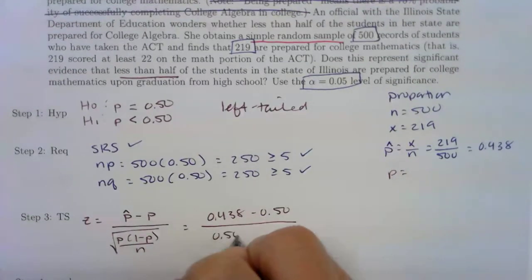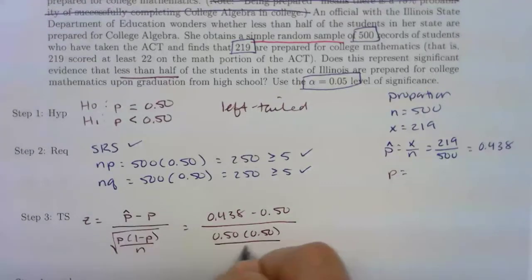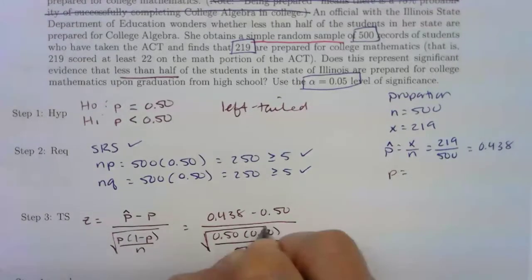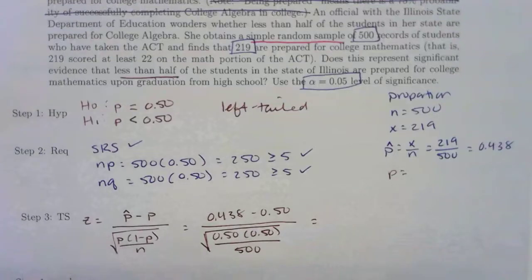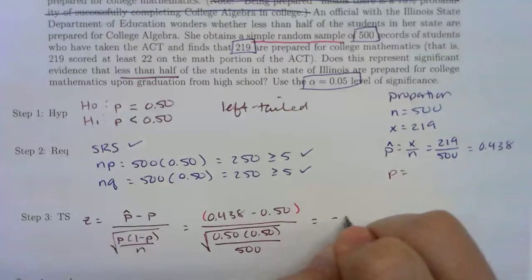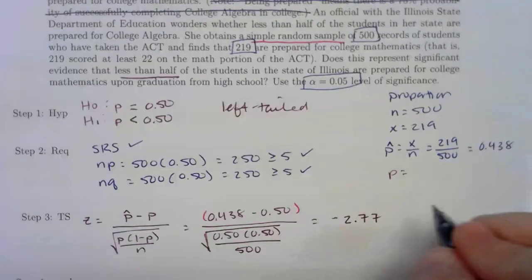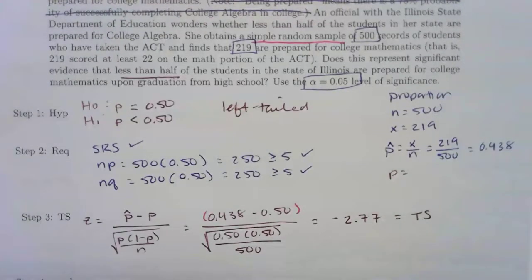So plug everything into your test statistic and calculate. If you're plugging this all into your calculator at one time, make sure you put parentheses around your numerator. And then when you divide, everything goes under the square root. If you break this up into pieces to do your calculation, then take all of these values out to 5 or 6 decimals until the very end. And so what you should get is negative 2.77. This is our test statistic.